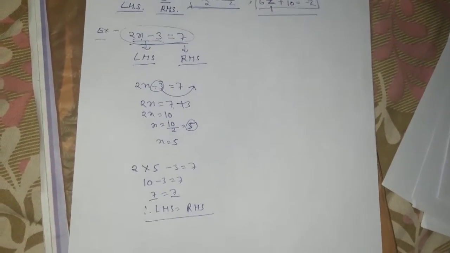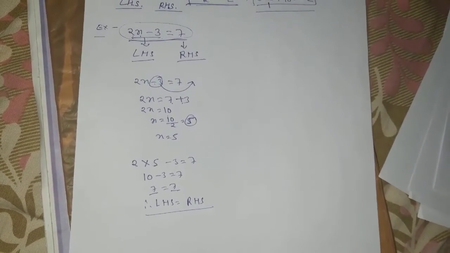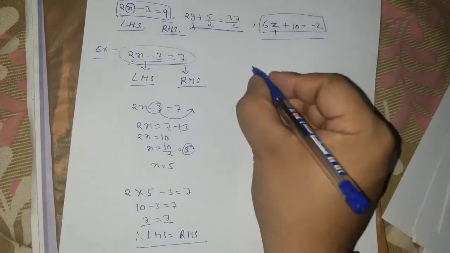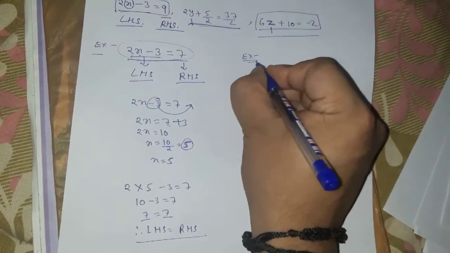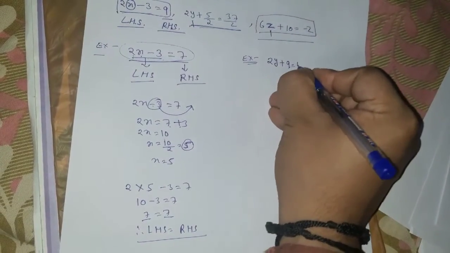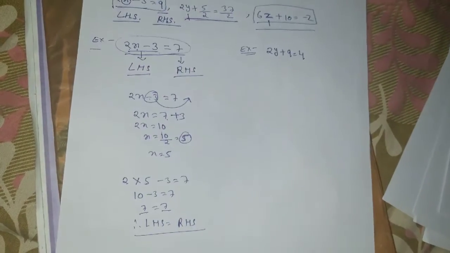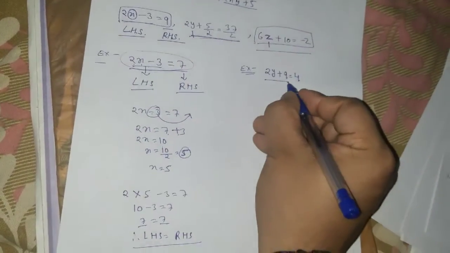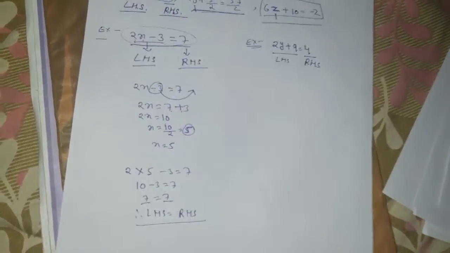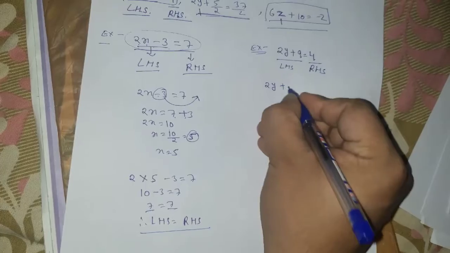Now similarly, another question. Example: 2y plus 9 equal to 4. This question will be solved the same way as this one, where 2y plus 9 is the LHS and 4 is the RHS. Now, 2y plus 9 equal to 4.